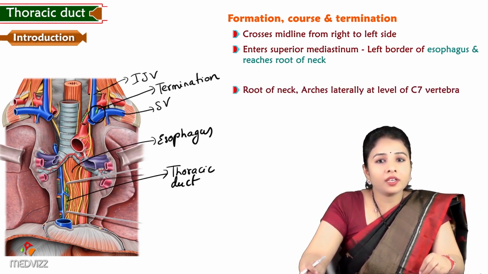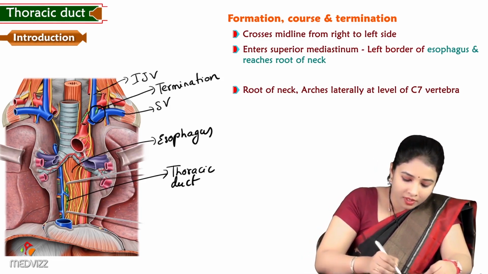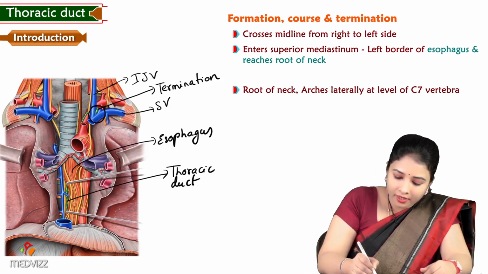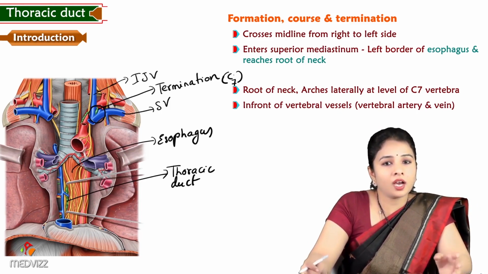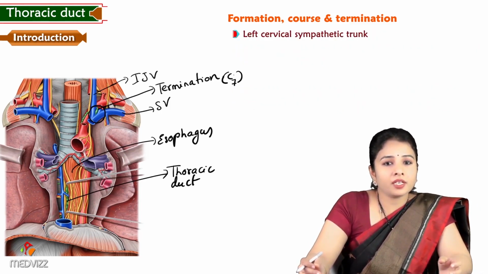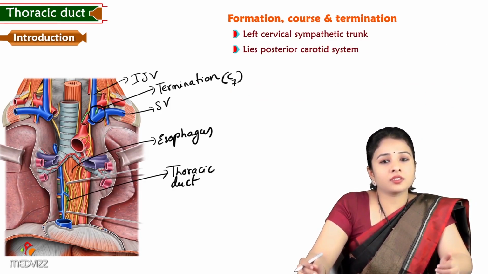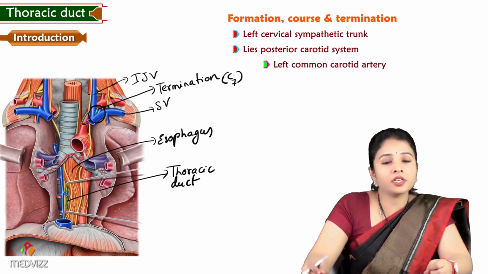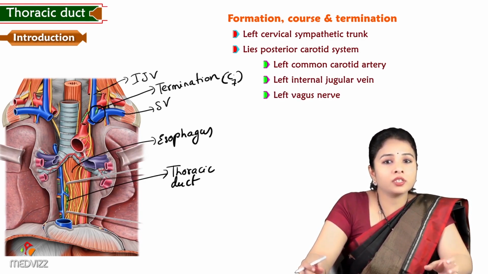So at the root of the neck, it arches laterally at the level of C7 vertebra. So we can see this termination or the arch at the level of C7 vertebral level in front of the vertebral vessels, that is vertebral artery and vein, and left cervical sympathetic trunk, and lies posterior to the carotid system, which includes left common carotid, left internal jugular vein and left vagus. All three together are considered as left carotid system.